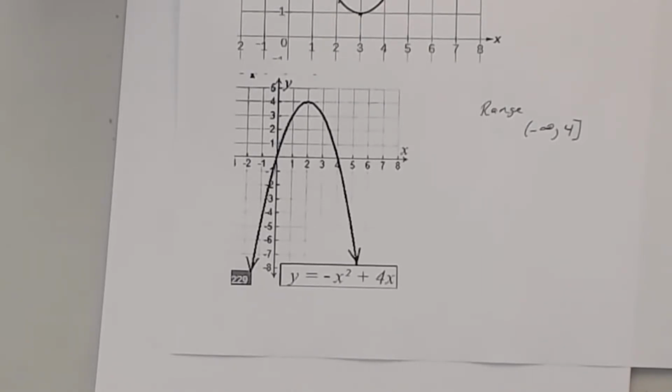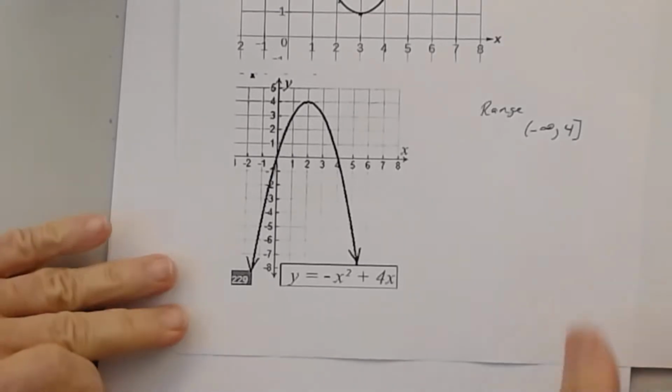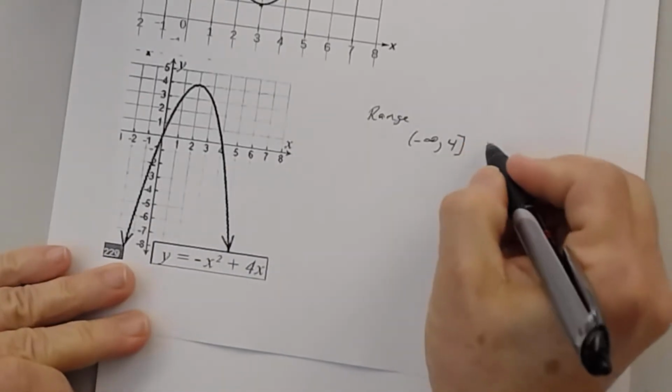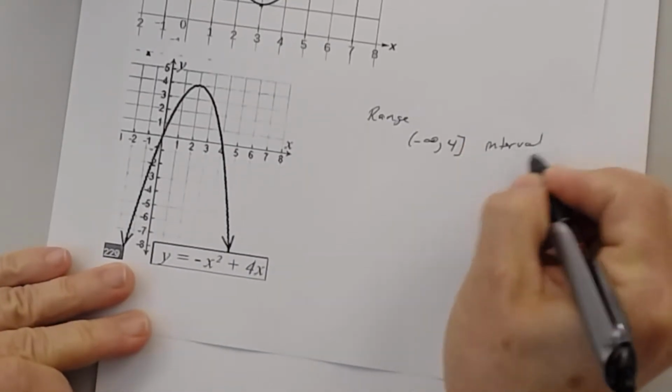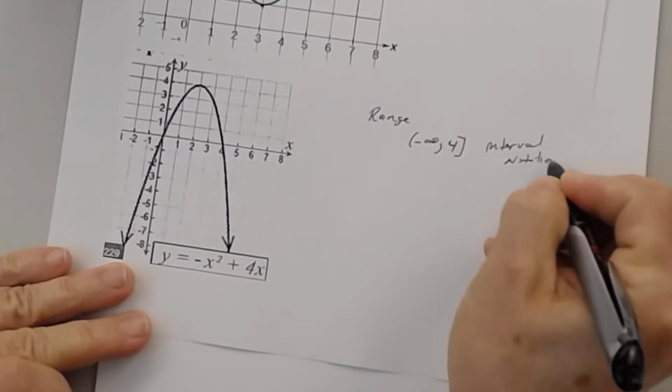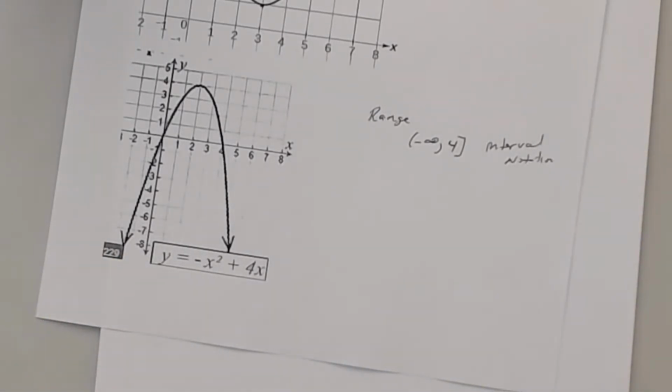Which way was this? You said the first way was the inequality way. This is interval notation. So on the worksheet, you're going to put in interval notation. On my math lab, it'll be inequality notation.